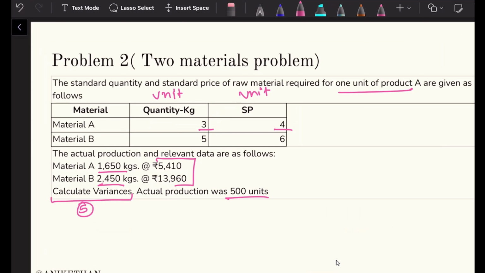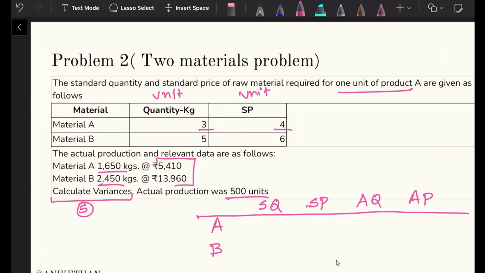So what you should do first is calculate using a table. The table goes like this. You have material A and material B, SQ, SP, AQ, AP. Let us start filling this table. Whatever data is straightforward: material A, SP is there; material B, SP is there. So that I will write first, 4 and 6. Next, what do I need? SQ I need. Here they have given per unit, but I have to calculate for 500 units. So 500 into 3, 1500. 500 into 5, 2500. So standard data is done.